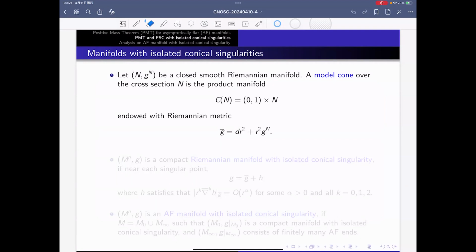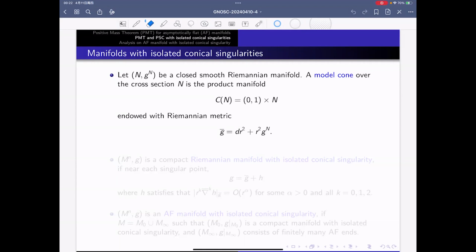It's a manifold with isolated conic singularities. This kind of singularity is modeled on the so-called model cone. For that, let's say we have a smooth closed manifold N, and we have a smooth Riemannian metric on it, g_N. The model cone is just a product manifold, and we give a warped product Riemannian metric on that. The warping function is r, and r is a coordinate on this interval.